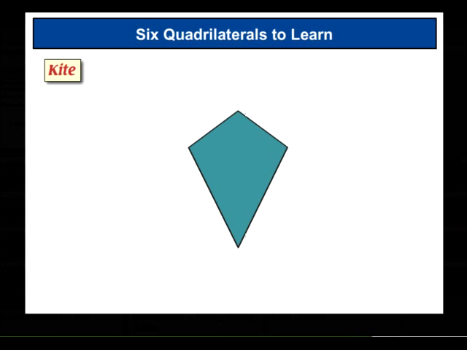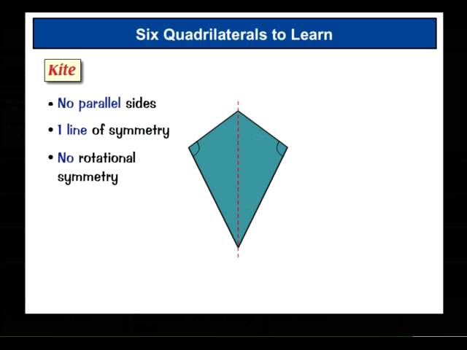Finally, there are kites. Here's one, and they have no parallel sides, but this angle and this angle are the same, and they have a line of symmetry down here. When you draw it, you can see that a kite really just looks like 2 identical triangles, this one and this one, that have been stuck together, either side of the line of symmetry. Kites don't have any rotational symmetry though.